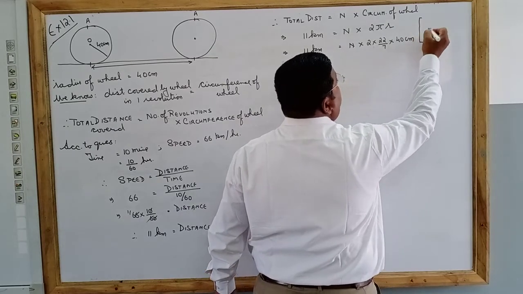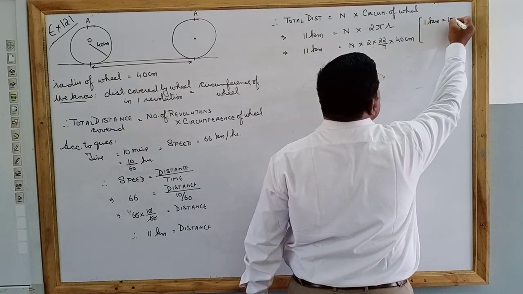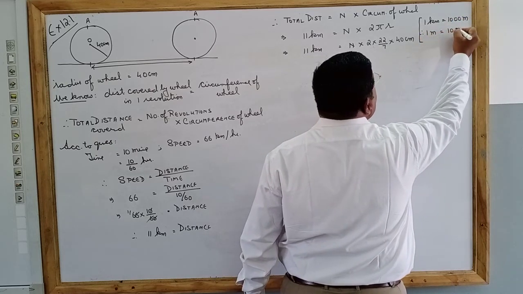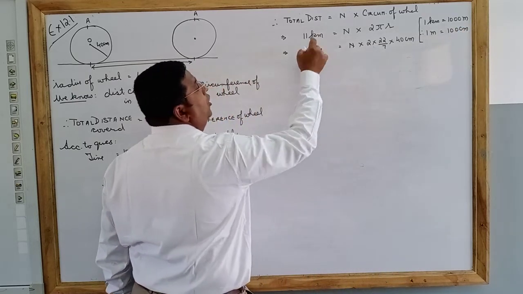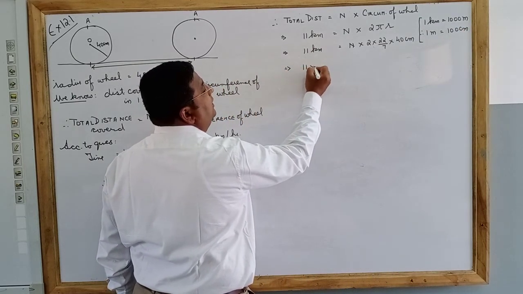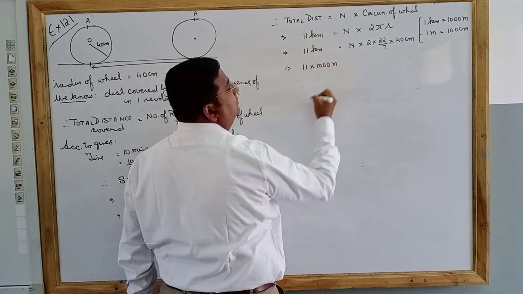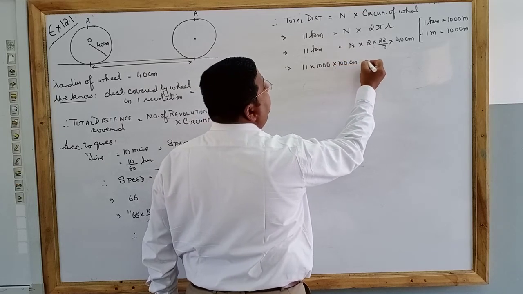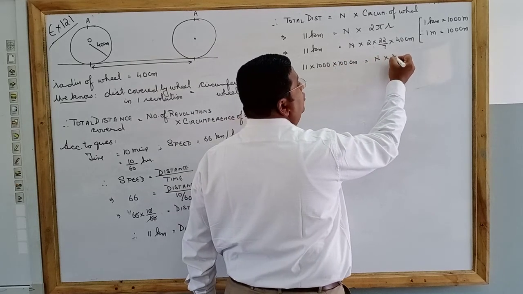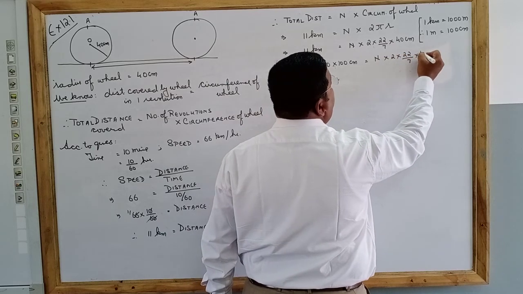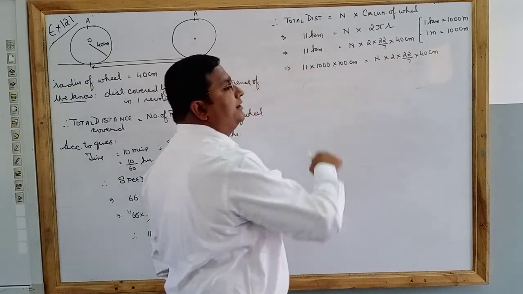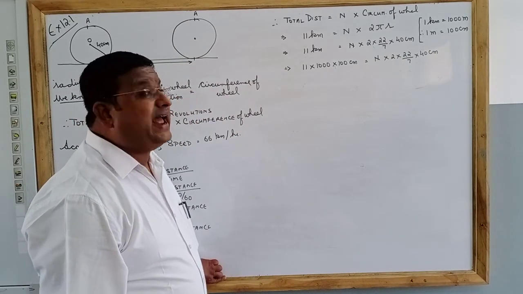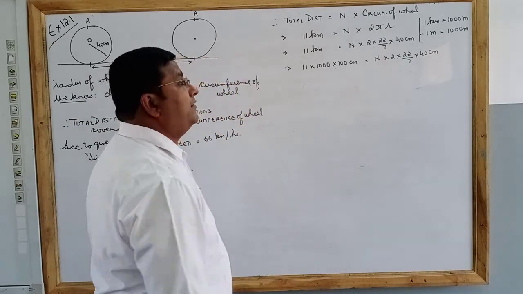We know 1 kilometer is equal to 1000 meters, and 1 meter is equal to 100 centimeters. So for kilometer to convert into meter and centimeter, 11 into 1000 meter. Again meter is to be converted into centimeter. 1000 into 100 centimeter is equal to n into 2 into 22 by 7 into 40 centimeter. Can you see centimeter and centimeter, unit same now? Now we can transpose and calculate. That we'll be able to find number of revolutions.